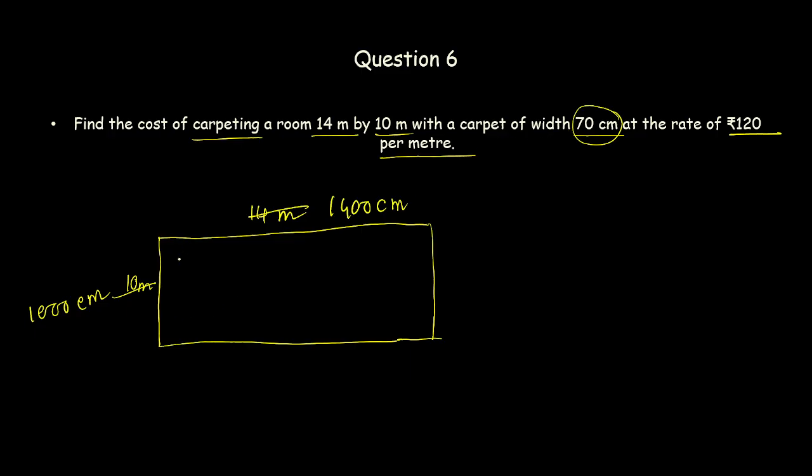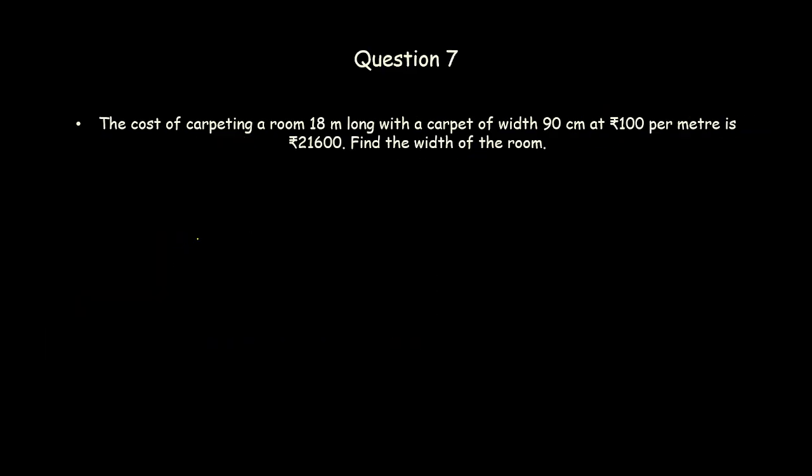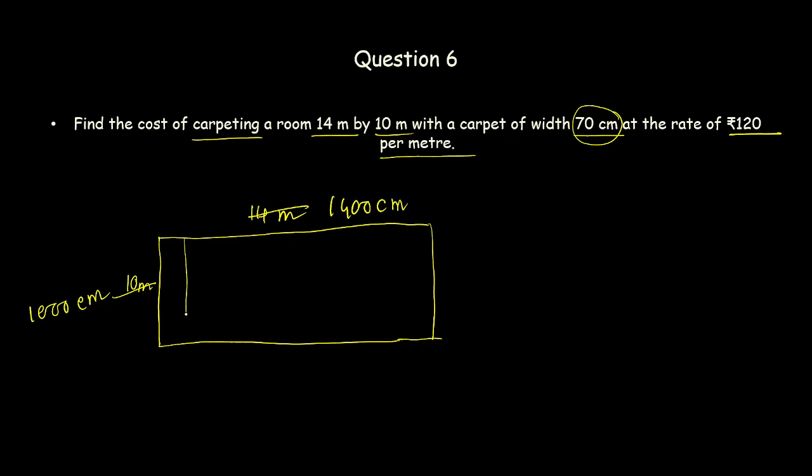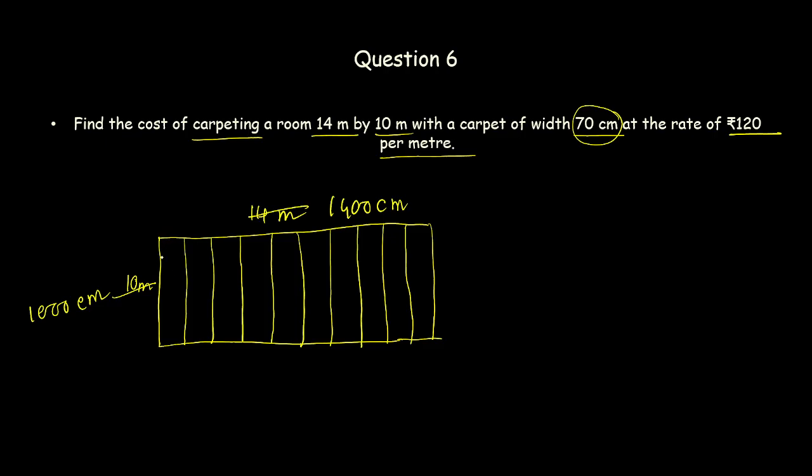So how will the carpet come here? The carpet will come like this. From here to here, the 70 centimeter, it will cover this part first. Again from here to here, again from here to here, and so on. From here to here, this is called one strip of that carpet. From here to here is another strip, and that's how it continues.